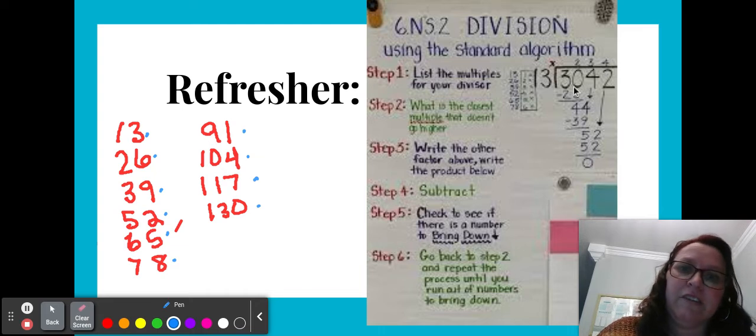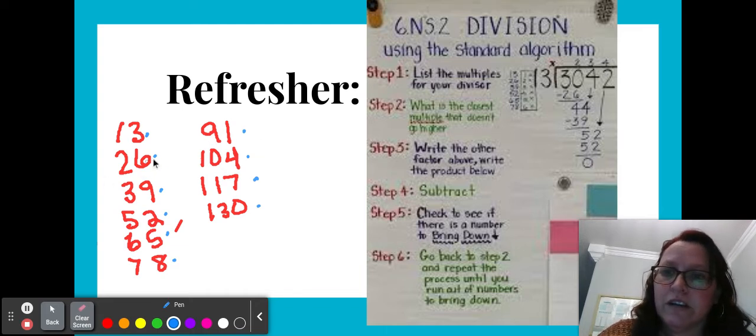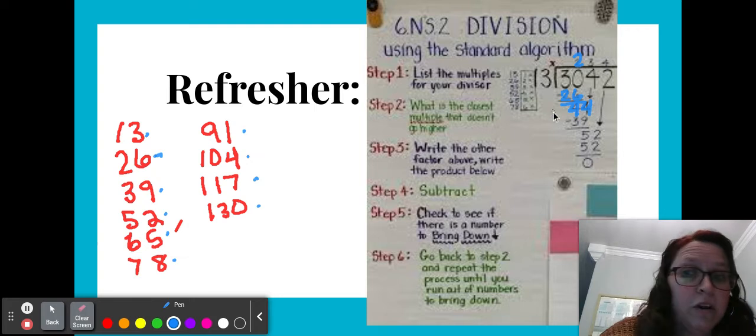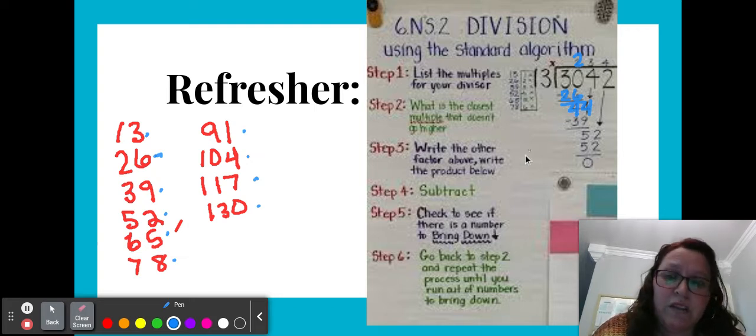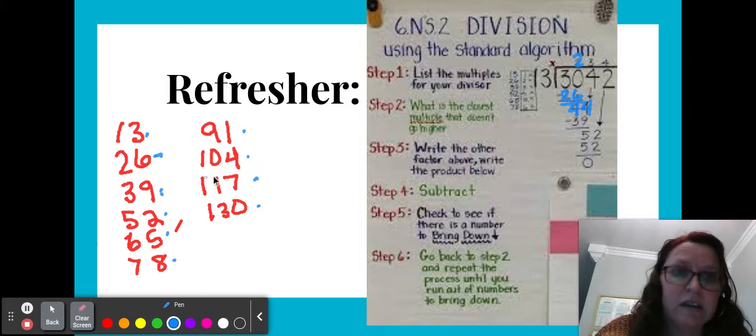Then they have 30. Well, 13 goes into 30 two times because 26 is less than 30. So I would put my 2 up here. 2 times 13 is 26. 30 minus 26 would give me 4, and I'm going to bring down my 4. 44, what number is less than 44? 39. So there's 1, 2, 3. So I'm going to put my 3 up here. 3 times 13 is 39. 44 minus 39 is 5.